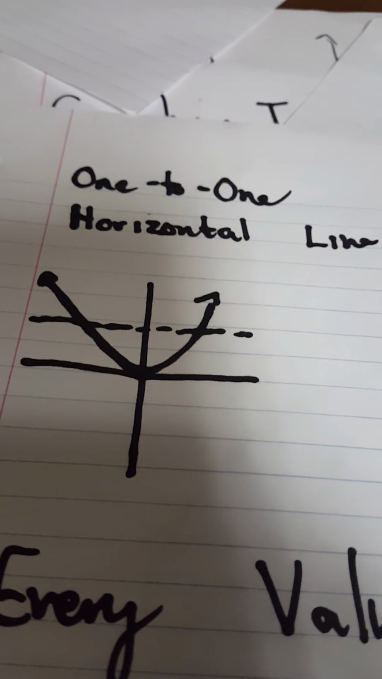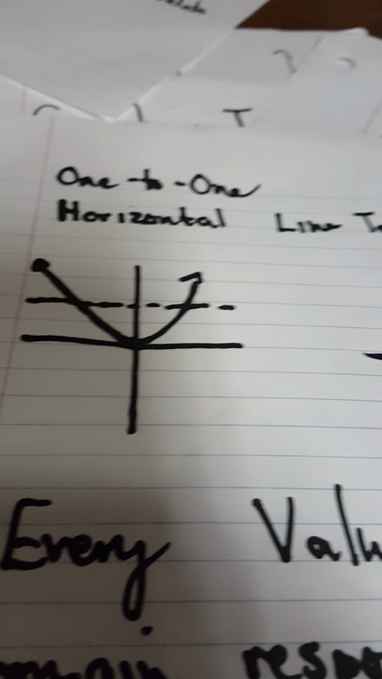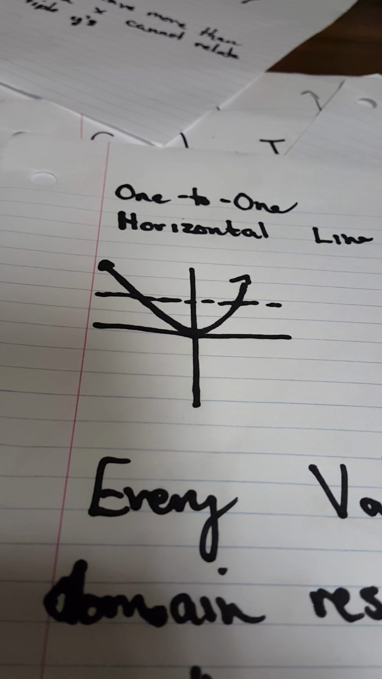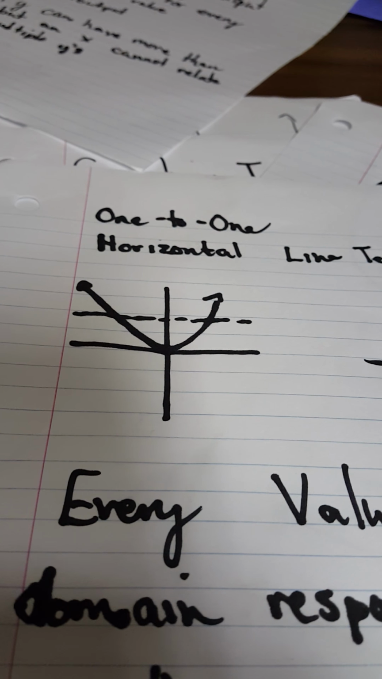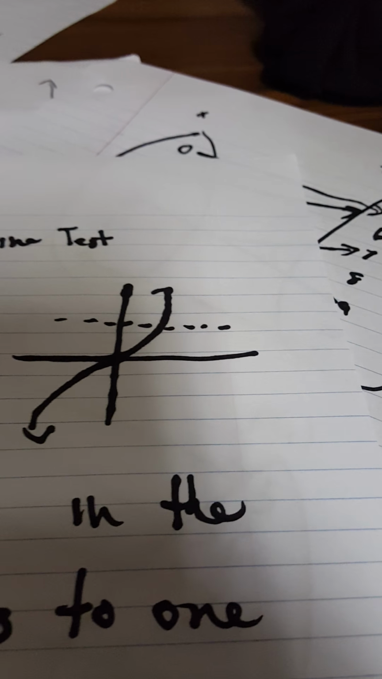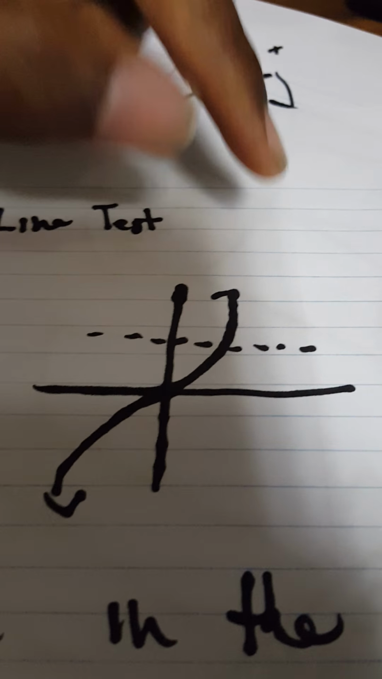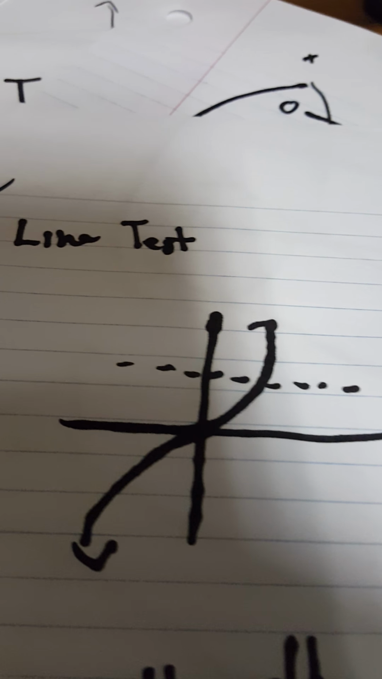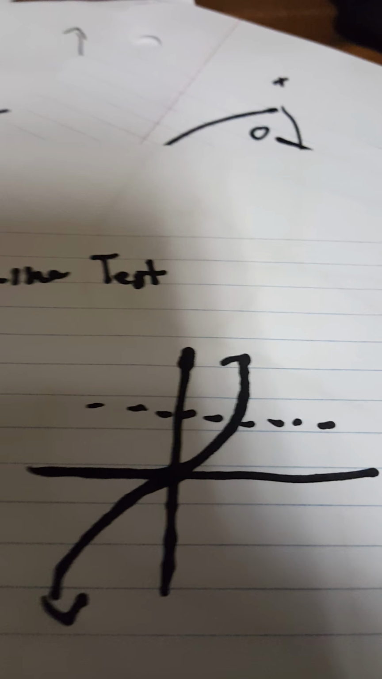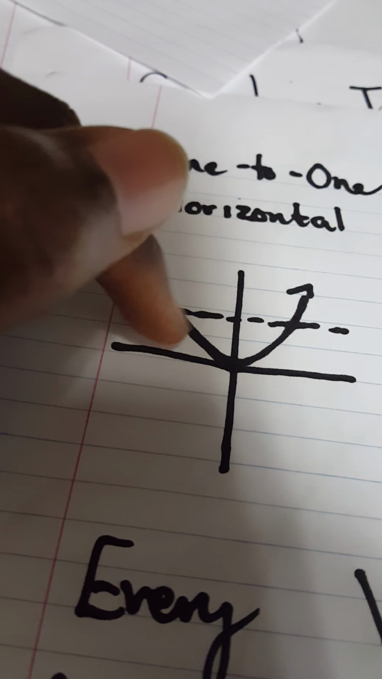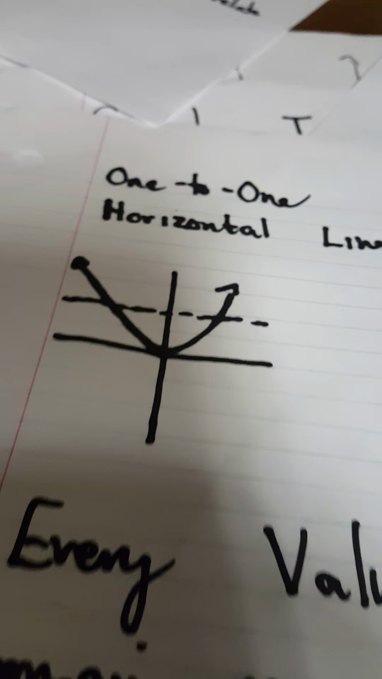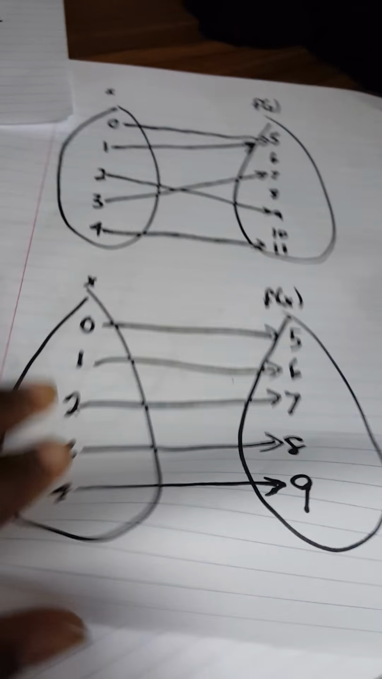So for every y, there are two x's for some of them. Here, as you can see by the horizontal line test, there's only one y for every x. Here, there are two places where the y is the same for an x. So this passes the horizontal line test. This fails the horizontal line test. This can also be shown here using this system.